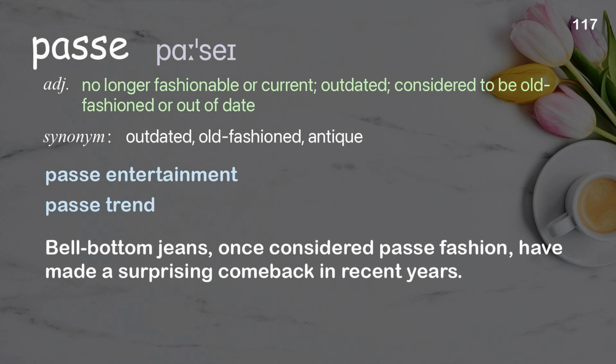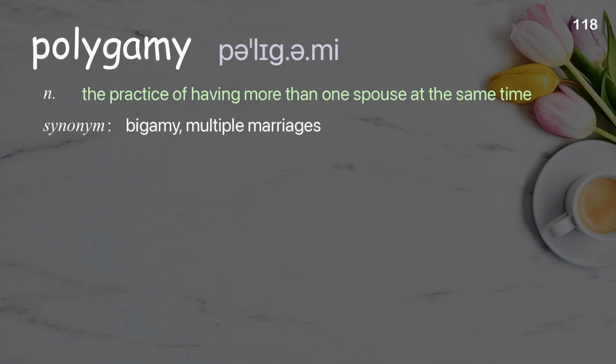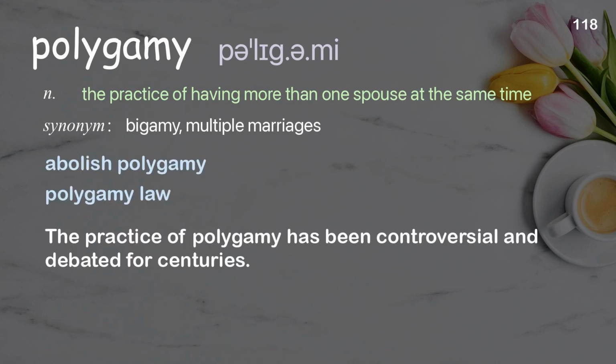Polygamy. The practice of having more than one spouse at the same time. Examples: Abolish polygamy. Polygamy law. The practice of polygamy has been controversial and debated for centuries.